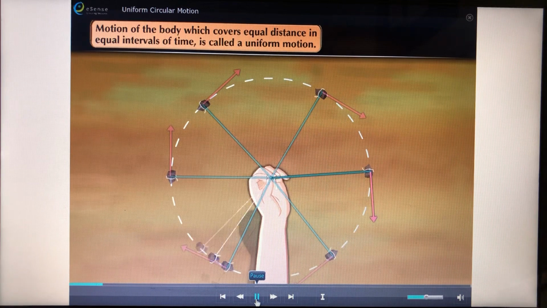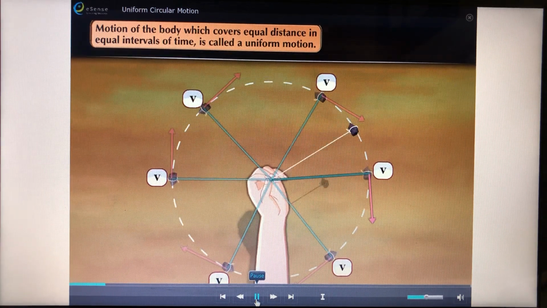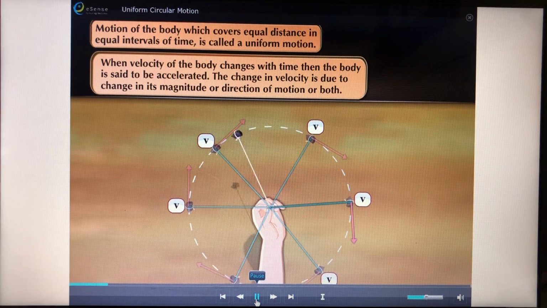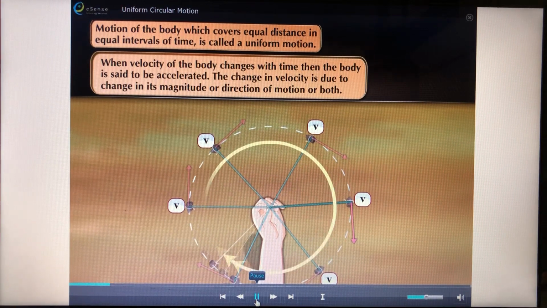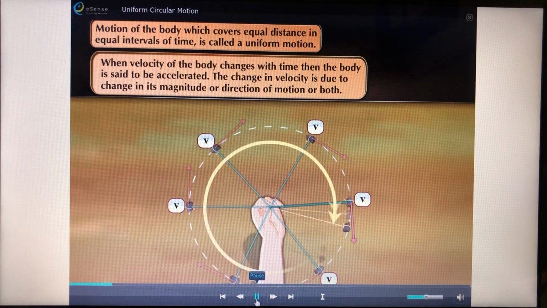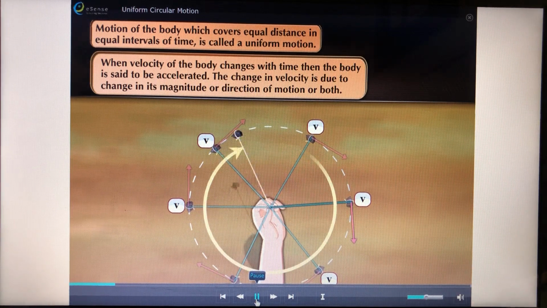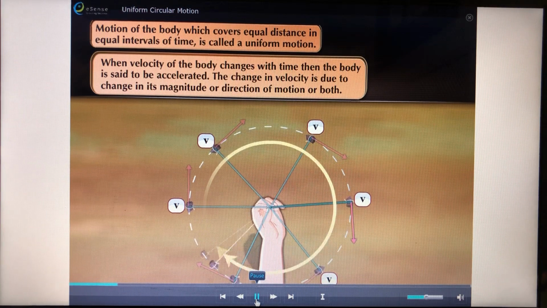Motion of the body which covers equal distance in equal interval of time is called uniform motion. When velocity of the body changes with time, then the body is said to be accelerated. The change in velocity is due to change in its magnitude or direction of motion or both. Again, motion of the body which covers equal distance in equal interval of time. So two important words: equal distance in equal interval of time. Distance same as well as time interval same. So it is nothing but it is known as uniform motion.